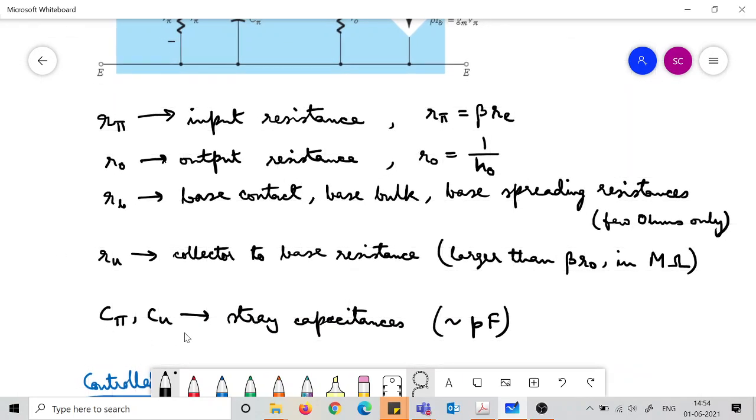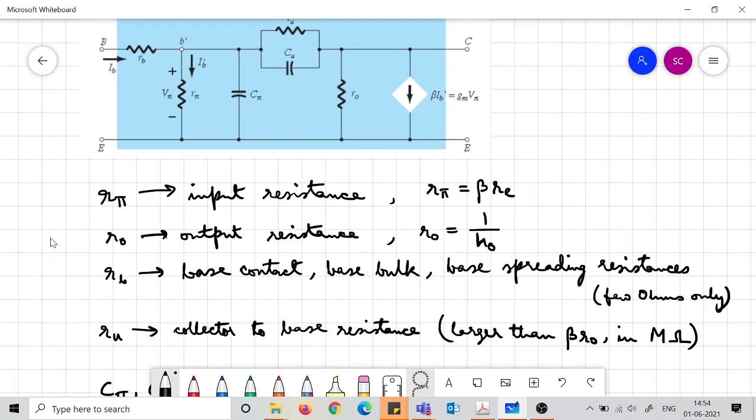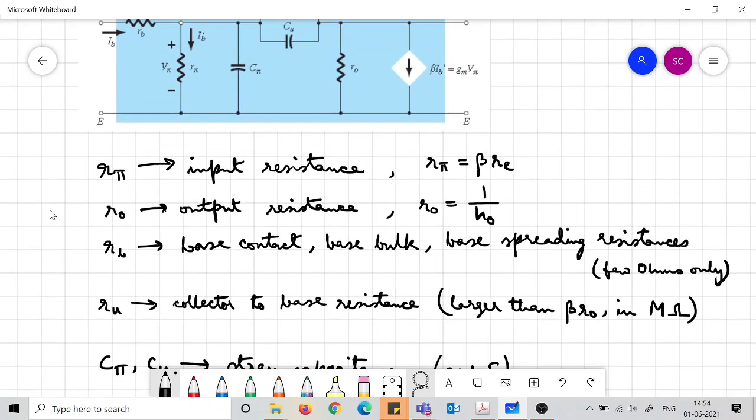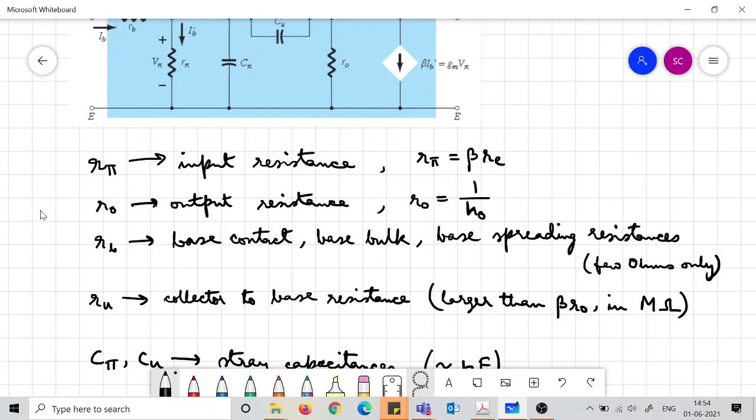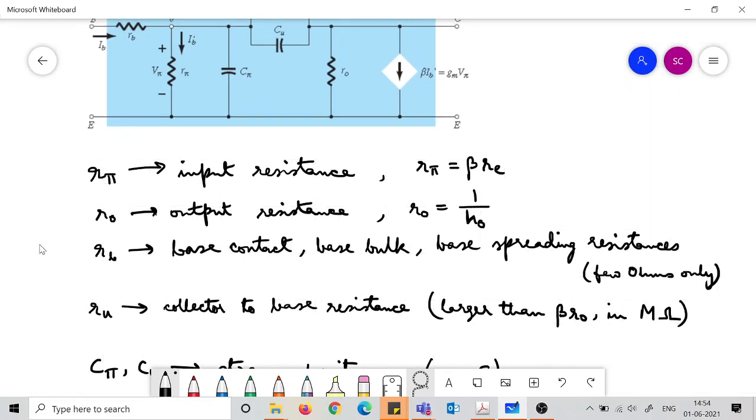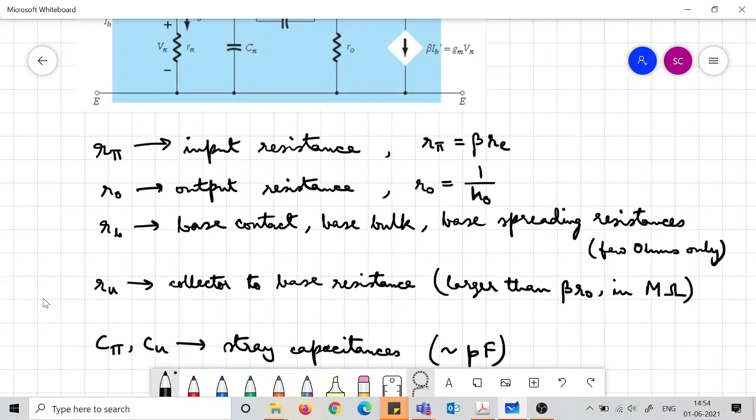What are C pi and Cu? These are stray capacitances which are modeled and are normally in the picofarad range. So unless we are dealing with very high frequency signals, these capacitances can be assumed to be open circuited, that is, not there.